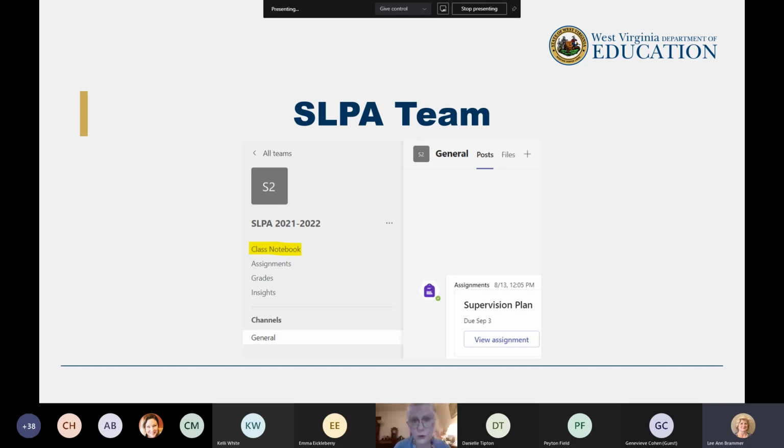So if you go to the next slide, you'll have your assignments. And on your assignments, if you click on that on the left, you'll see that there's an assignment already for the supervision plan. In that assignment, there's going to be a description of what you need to do. There's a matrix for you to check and make sure that you've done everything that needs to be done and everything is completed, because that's what is used. So look at that supervision plan.